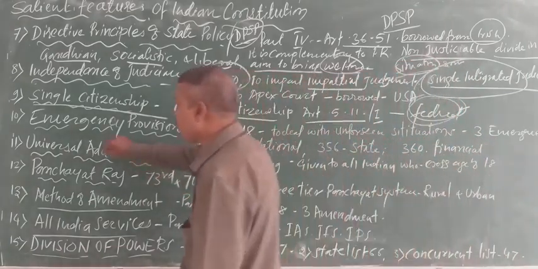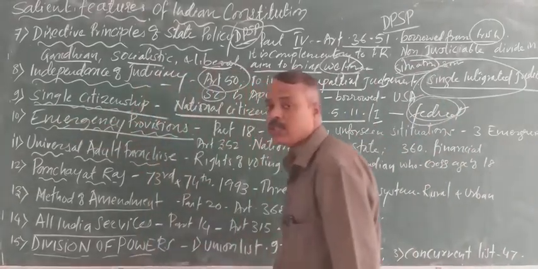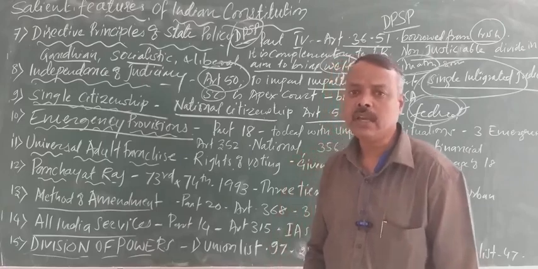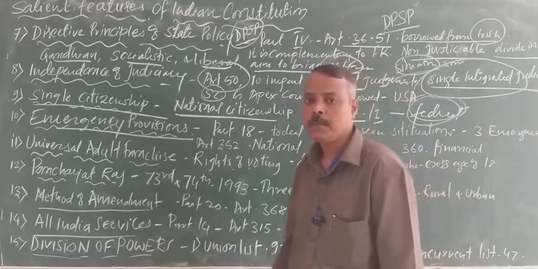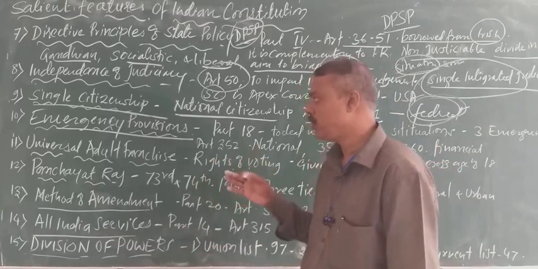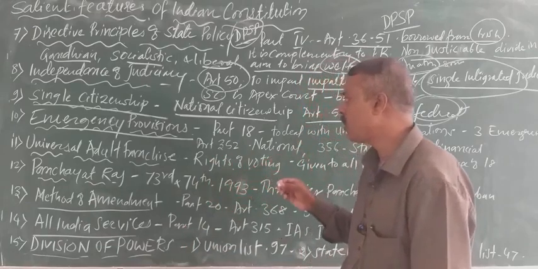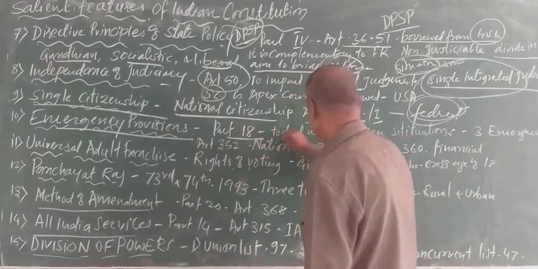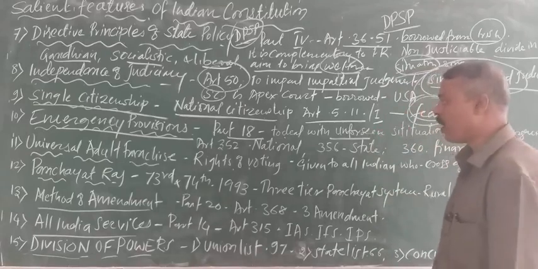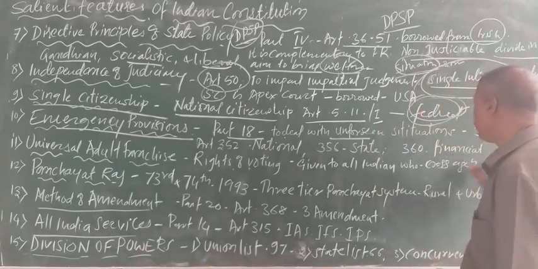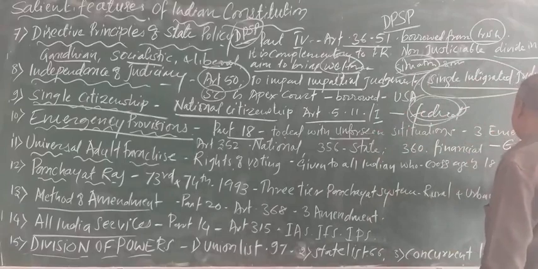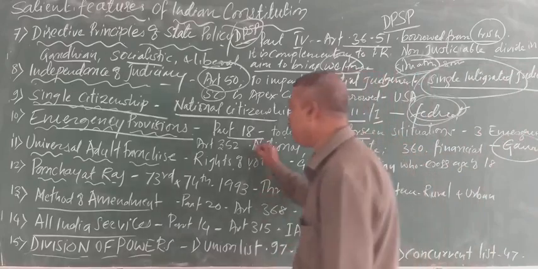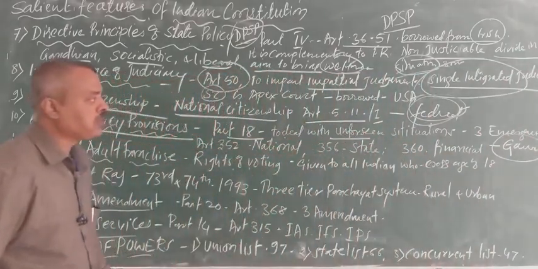Next, emergency provisions or emergency powers. With a view to meet unforeseen situations, some critical situations arising during the administration or during any other situations, some emergency provisions have been made by the Constitution. Part 18 of the Constitution deals with these emergency powers. The concept of emergencies has been borrowed from the German Constitution. It has been borrowed from Germany.